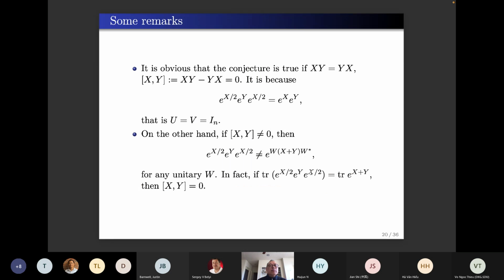First conjecture, some remarks. It is obvious the conjecture is true if X and Y commute. Because you can move things around, you can move this to the middle and combine it with the second half of e^(X/2), and then you get that. So in that case, U and V are the identity matrix. On the other hand, if X and Y don't commute, then you don't have that for any unitary matrix W. In fact, if you take the trace, you get that, and then you get that as well. Let's just mention this remark.